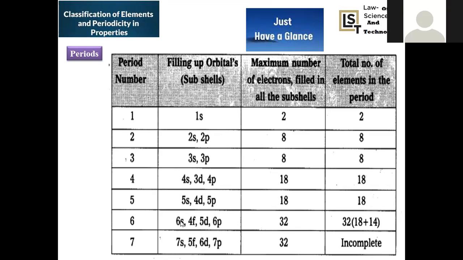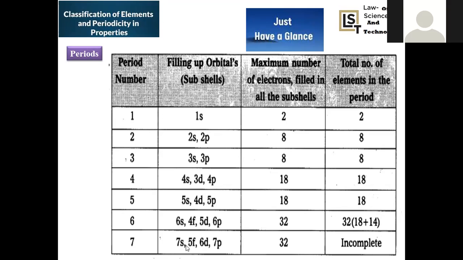And the 6th period is associated with the subshells of 6s, 4f, 5d, 6p. These are the subshells which are located in the 6th period, and the maximum contribution of electrons in this period will be up to 32. And here you can say it is the longest period because it is accompanied by 32 elements.